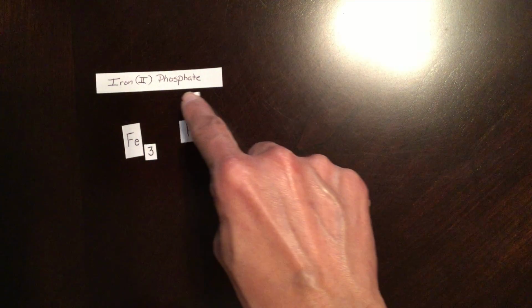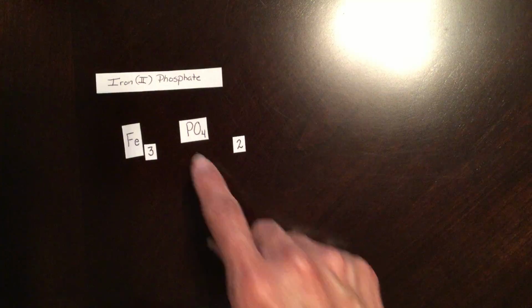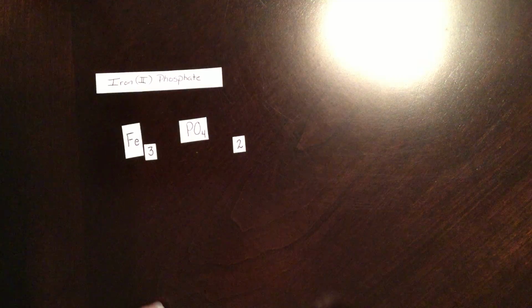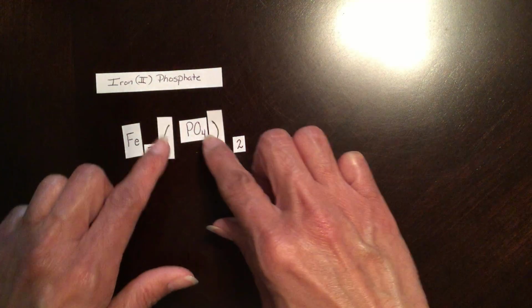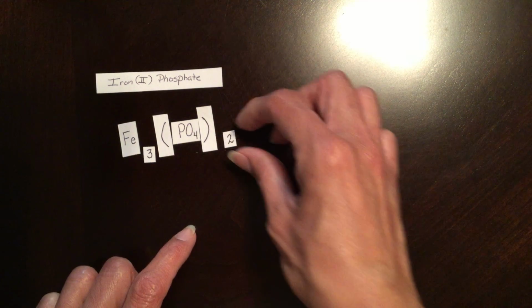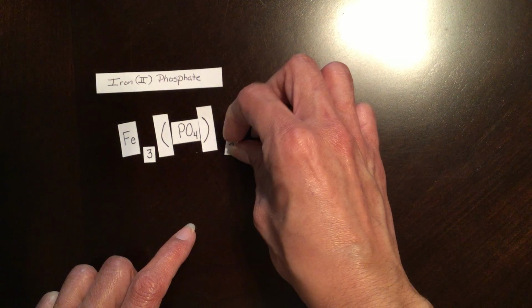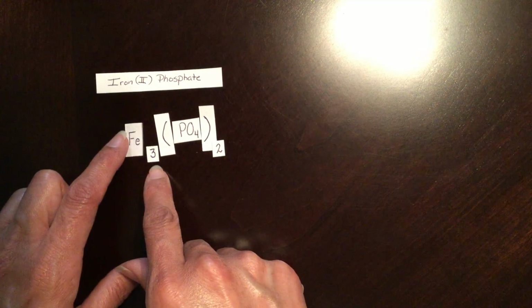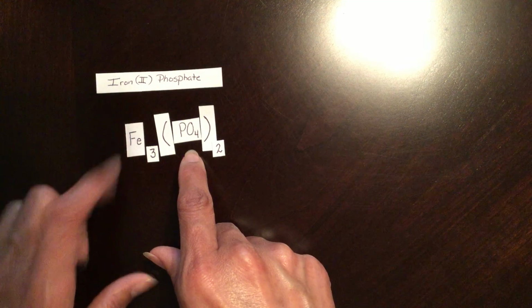The 3 from the phosphate becomes the subscript of the Fe. The superscript of the Fe becomes the subscript of the phosphate, but in this case, polyatomic ions, if there's more than one, will need parentheses. So you need to put it in parentheses first, and then you put the 2 on the outside. So your final answer is Fe subscript 3, PO4 in parentheses with a 2 on the outside.